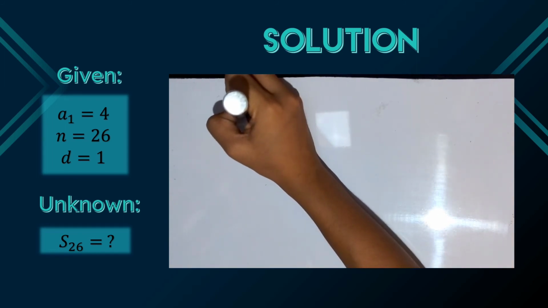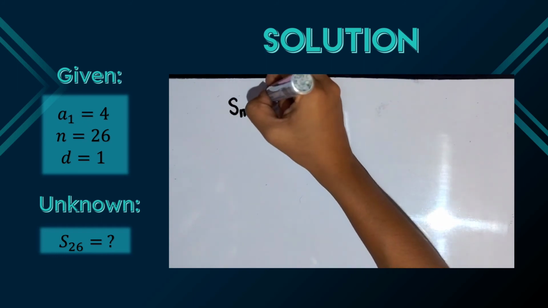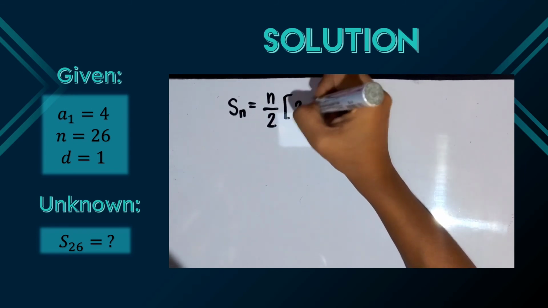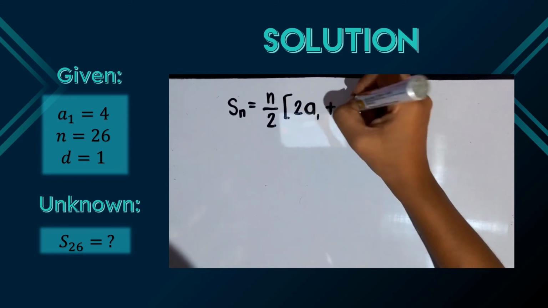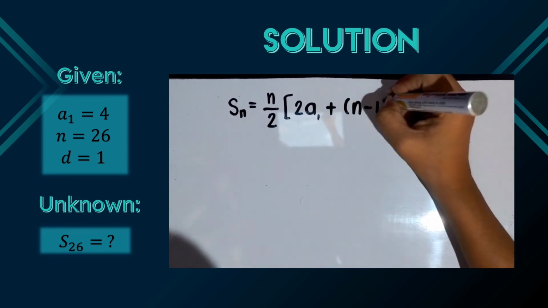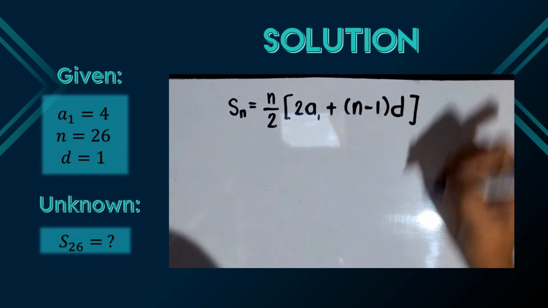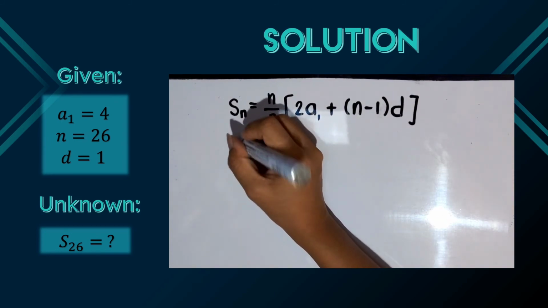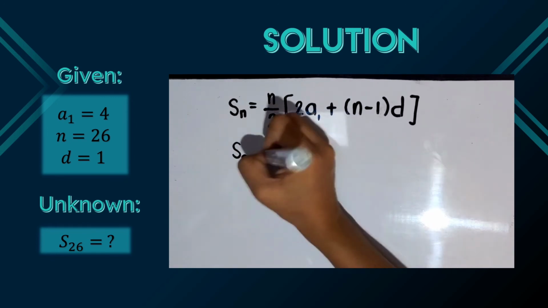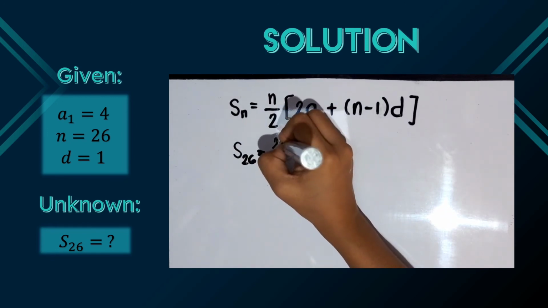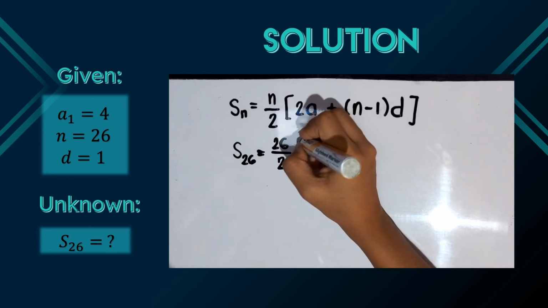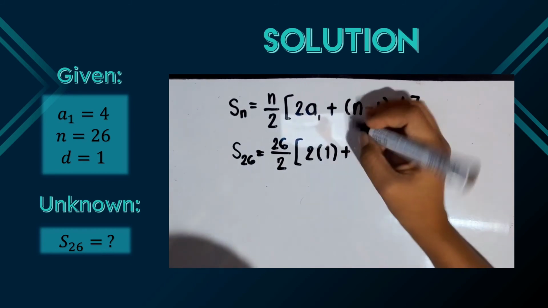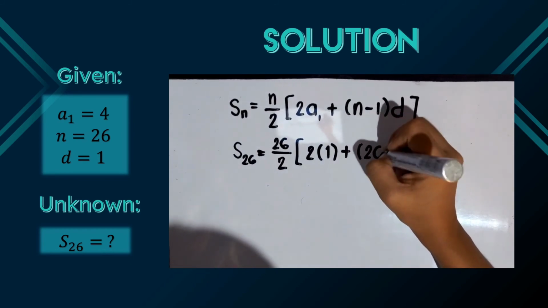The formula we have is S sub n is equal to n over 2 times the quantity of twice the first term plus the quantity of n minus 1 times d. Substituting all the given, we will have S sub 26 is equal to 26 over 2 times the quantity of 2 times 1 plus 26 minus 1 multiplied by 1.